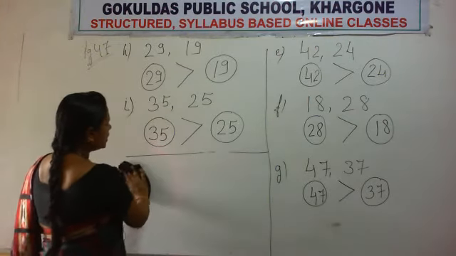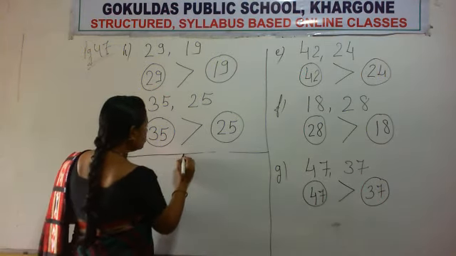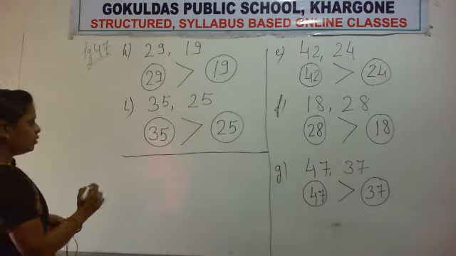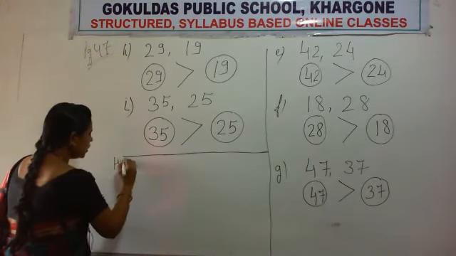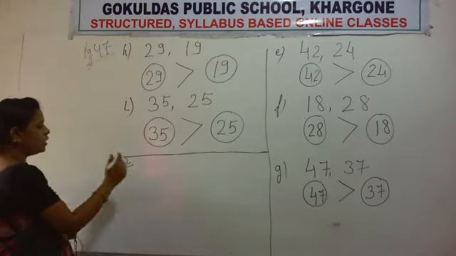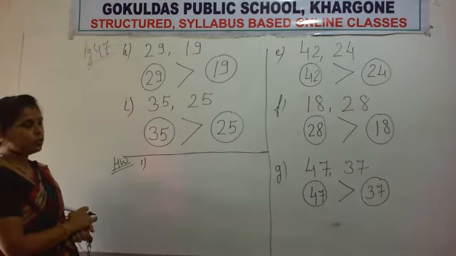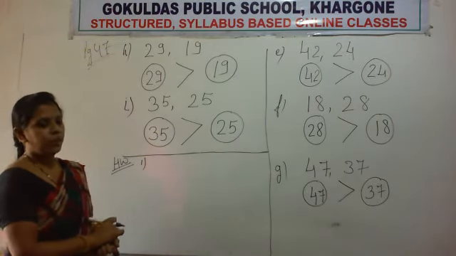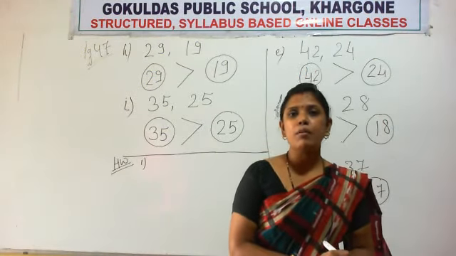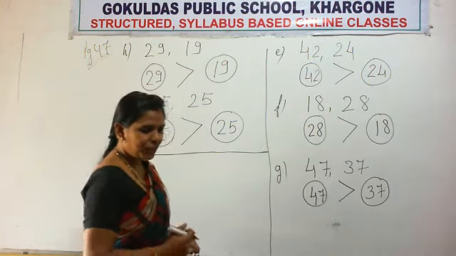So here I am writing some homework questions. No need to write the question again because the question is common. You only have to copy the homework questions after the questions that we have done. You have to write the bigger number in the left circle and the smaller number in the right circle. So write the numbers.